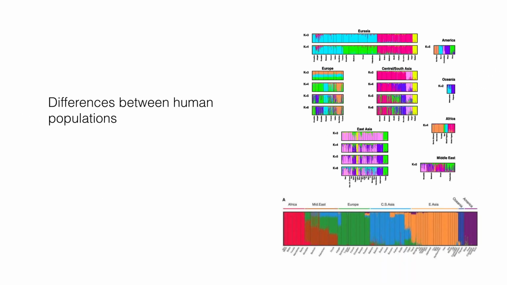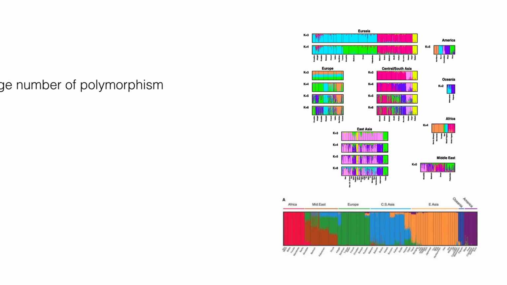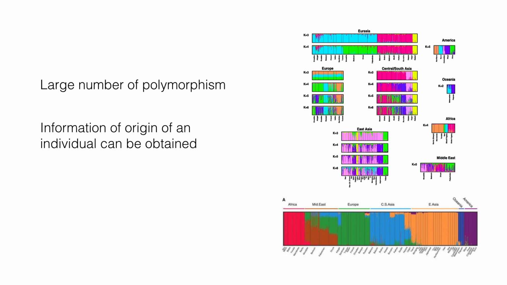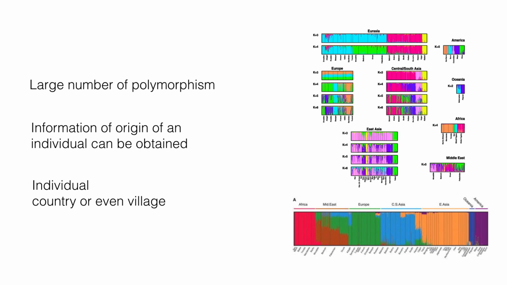While differences between human populations are a small proportion of all variation, cluster analysis allows population assignment. With a large number of polymorphisms, considerable information about population of origin of an individual can be obtained, sometimes down to the level of individual country or even a village.